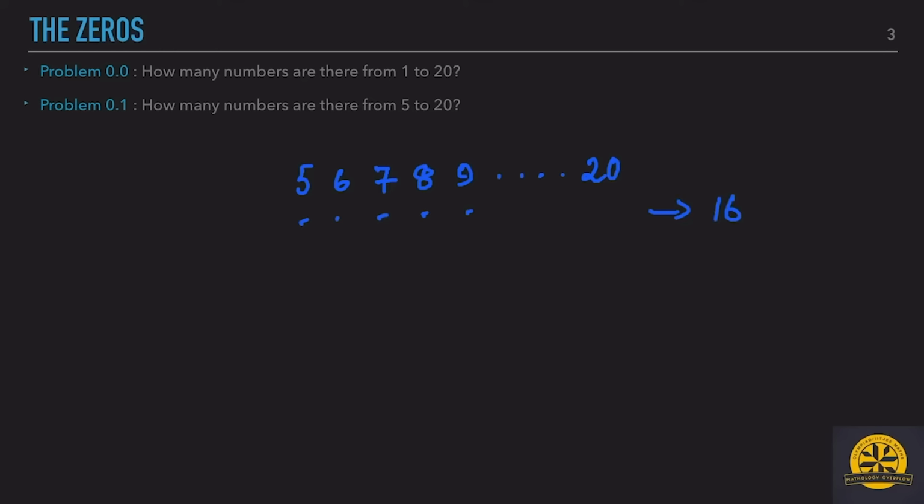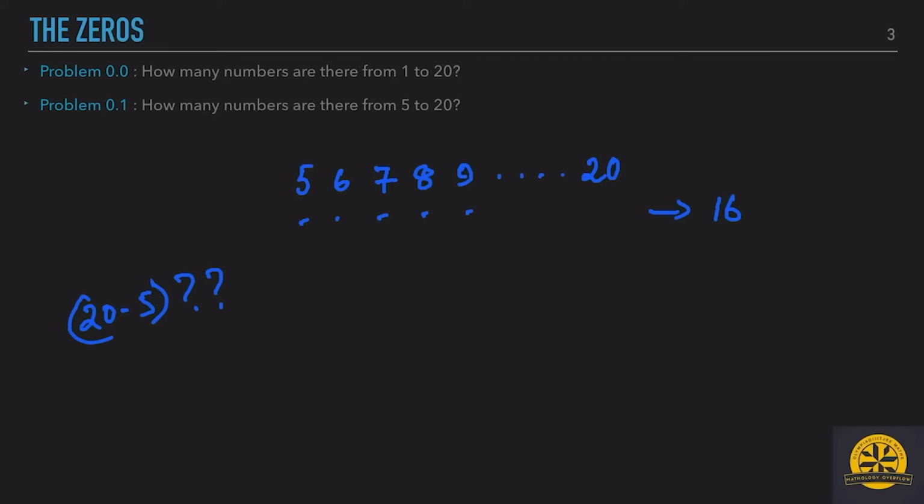But say we are asked the same for 16 to 1000, counting every number becomes unrealistic. Can we get a formula for this? Is it 20 minus 5? Let's think about it a bit.